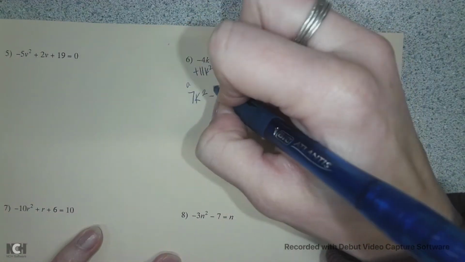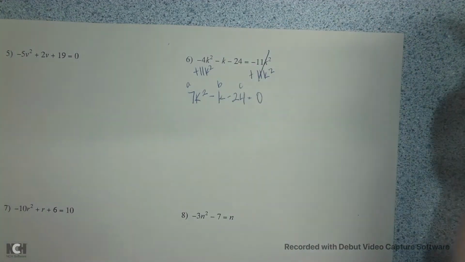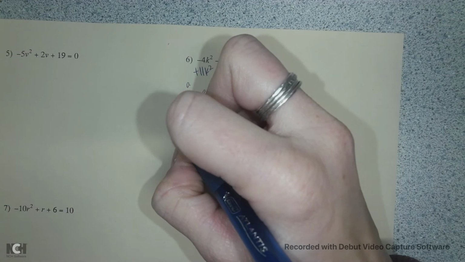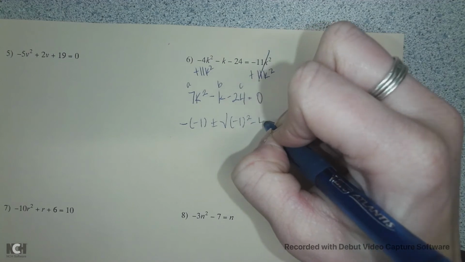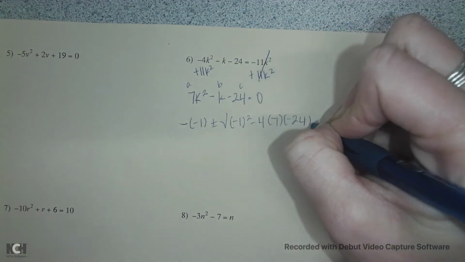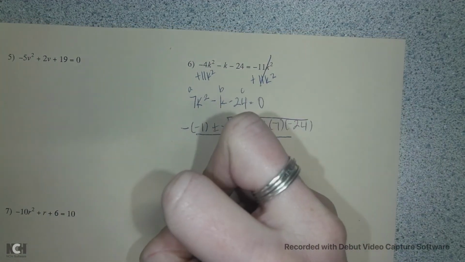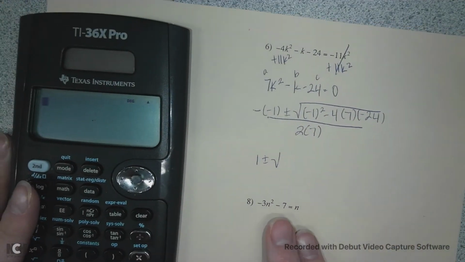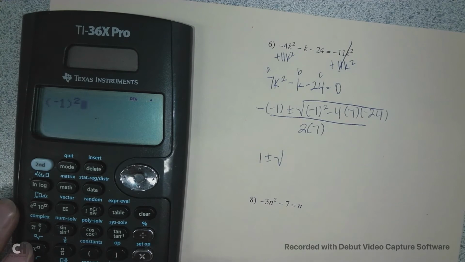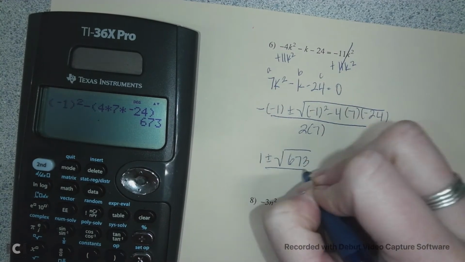Okay, so now we're going to plug in our a, b, and c values into our quadratic formula. I always say the wrong thing. So x is equal to negative b plus or minus the square root of b squared minus 4ac all over 2a. Now we have positive 1 plus or minus the square root. It's just plug and chug. Negative 1 squared minus 4 times 7 times negative 24 is 673, all over 14.